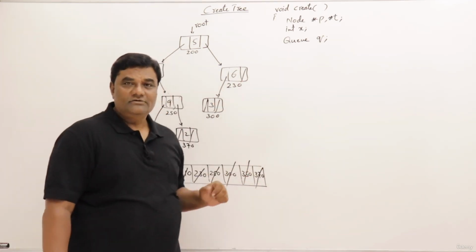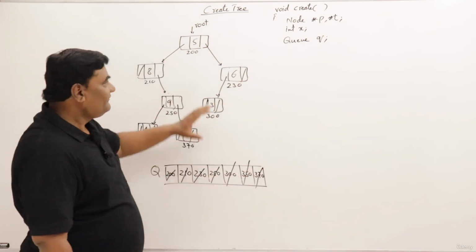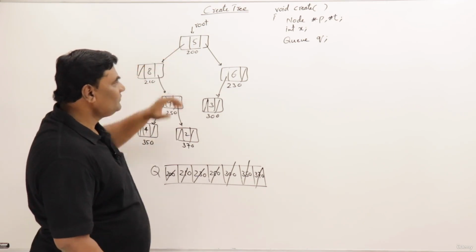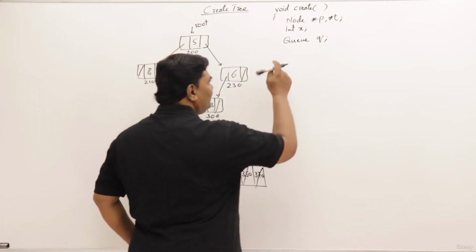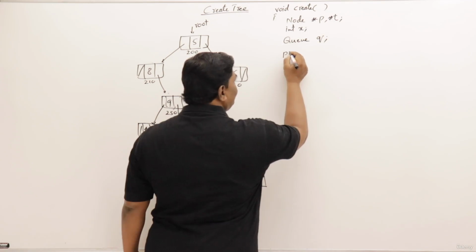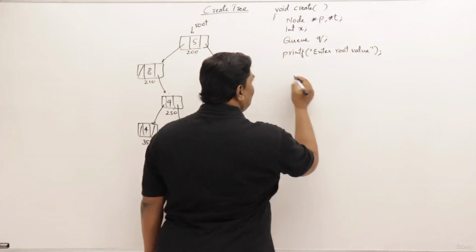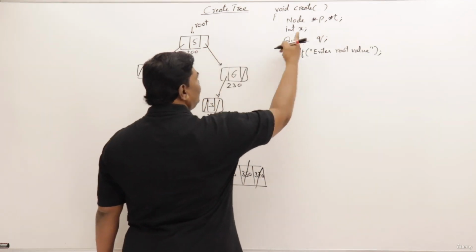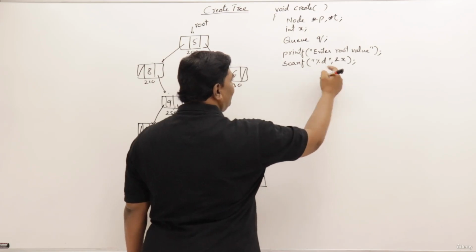Now let me start writing the code. As I have already explained, the very first thing we should do is create a root. So I will write the code here for creating the root. printf enter root value, then scanf the value of root in variable x. So I am reading the value.